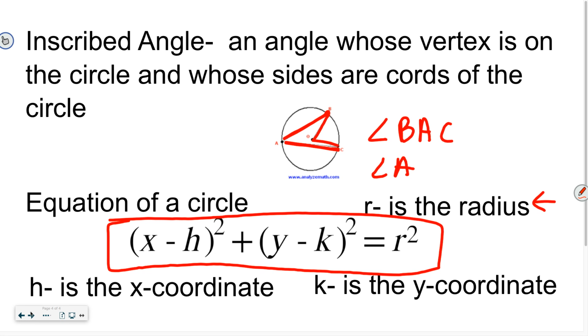And we're going to practice more with this when we move on into the last sections. So these are our vocabulary words for chapter 11. Make sure you have them all written down.